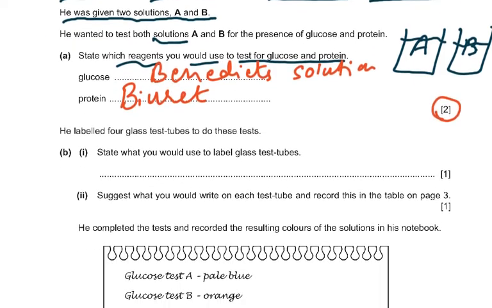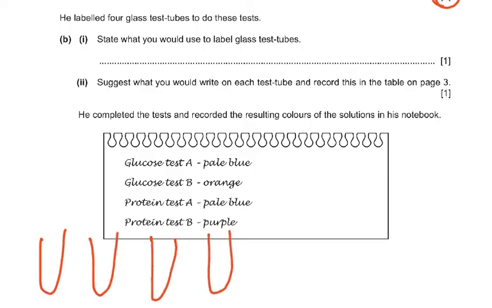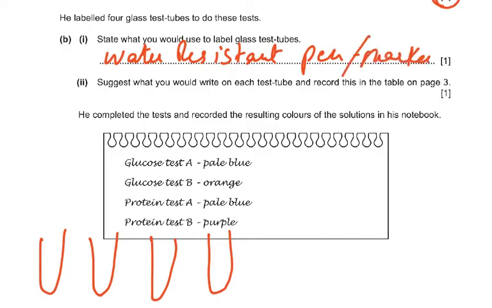He labeled 4 glass test tubes to do these tests. State what you would use to label the glass test tubes. Okay, so we used 4 glass test tubes. And what would you use? Would it be a water resistant marker or a pen? So you would use a water resistant pen, or you could have said a wax pencil or a water resistant marker. Basically water resistant, because the label shouldn't be washed off by the water in the solution.